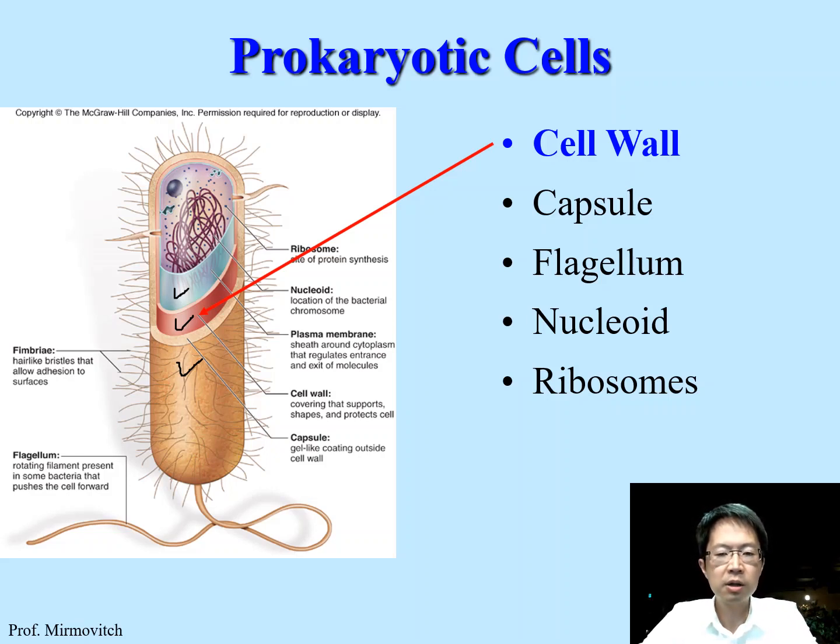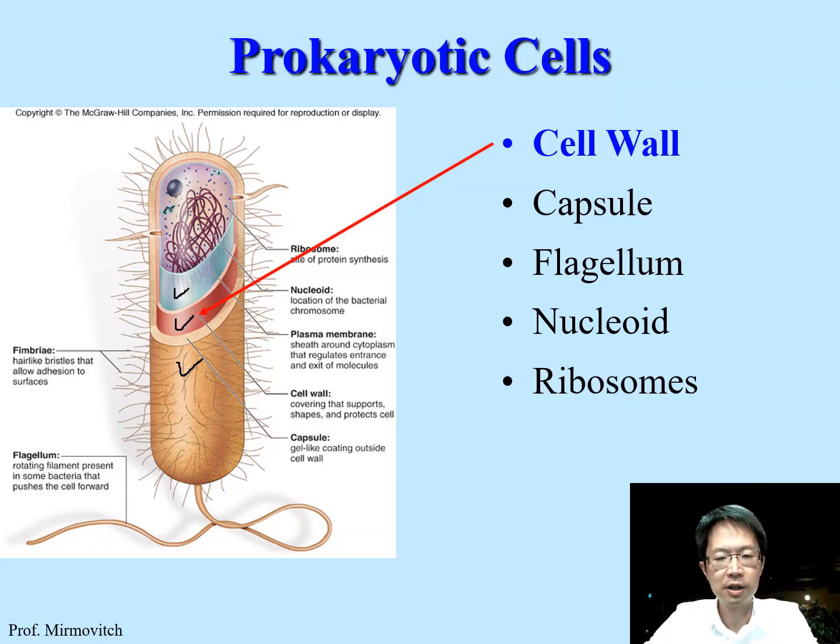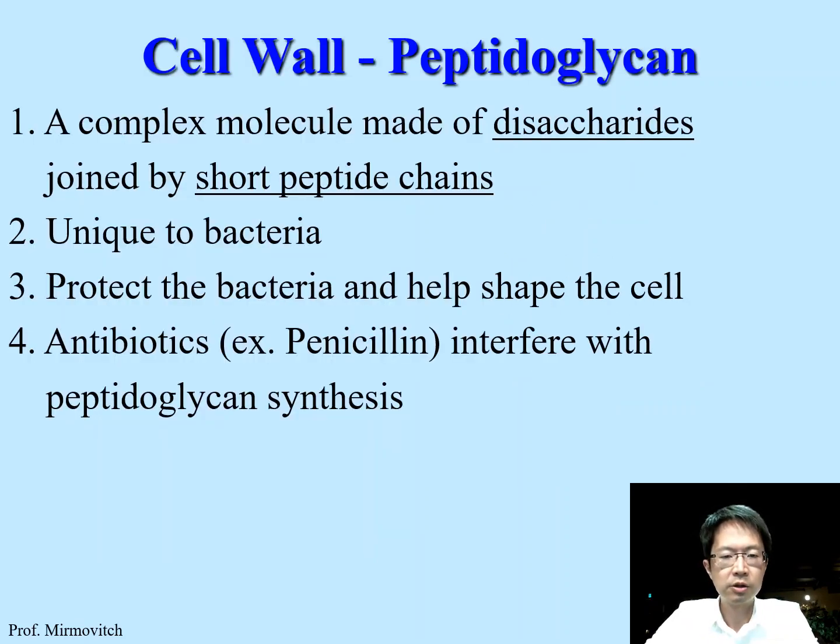Some of you may have heard that plants have a cell wall made of cellulose. But this cell wall is different, it's not made of cellulose. So the cell wall is made up of a disaccharide. We call it peptidoglycan. Peptidoglycan, what does it mean?